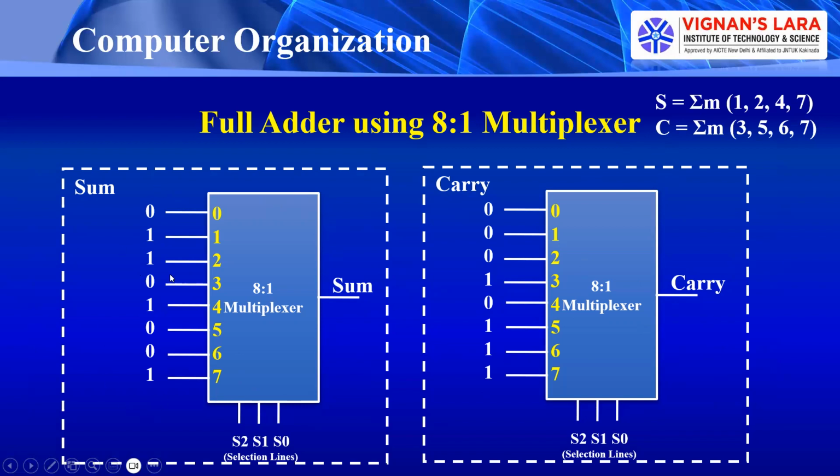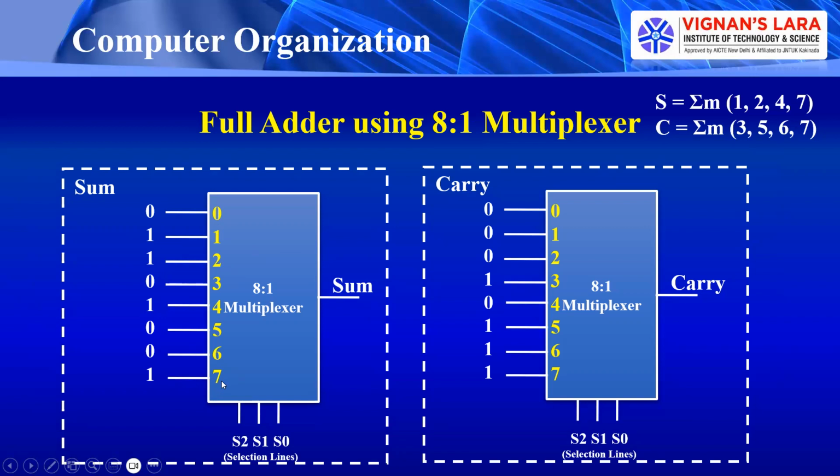I should define what my inputs are. Previously we have I0 to I7. Instead of that, here we are going to place the constant value 0 or 1. Coming to the sum case, for minterm 2 the output is 1, 4 is 1, 7 is 1. So 1 value is 1, 2 value is 1, 4 value is 1, 7 value is 1. Remaining all are 0.